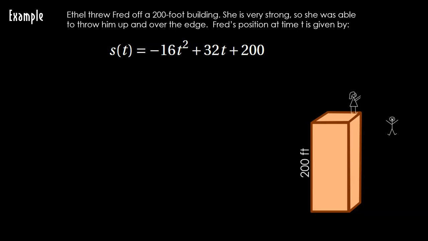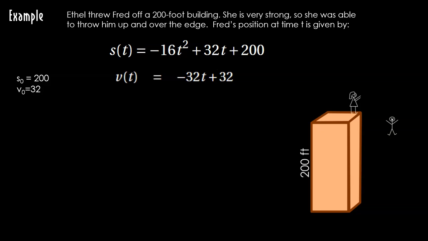Here we have Ethel threw Fred off a 200-foot building. She's very strong, so she was able to throw him up and over the edge. Fred's position at time t is given by S of t is negative 16t squared plus 32t plus 200. Taking the derivative, I find the velocity, his velocity is negative 32t plus 32. So his initial position is 200, which makes sense. He's on top of the building. That's 200 feet. That's where he started. That's where time starts. His initial velocity is 32 because I see that in the equation. So that means Ethel was able to throw him up at a velocity of 32 feet per second. She's kind of strong. She scares me.